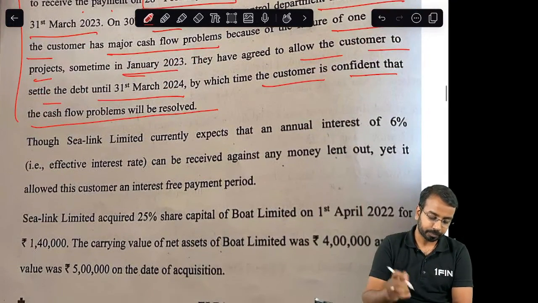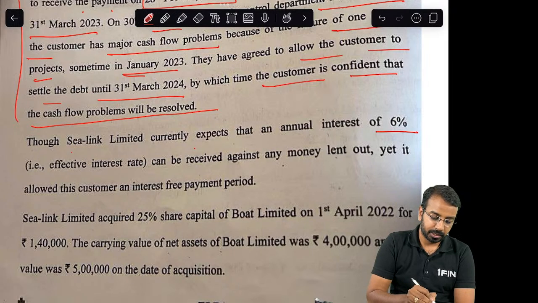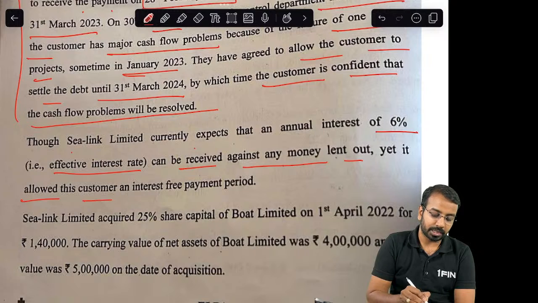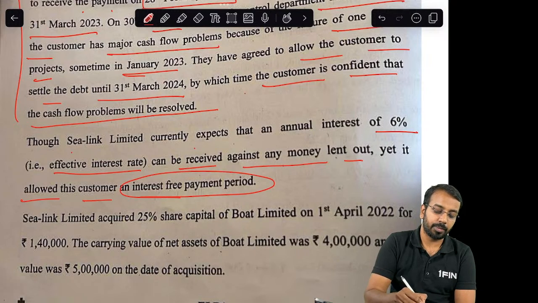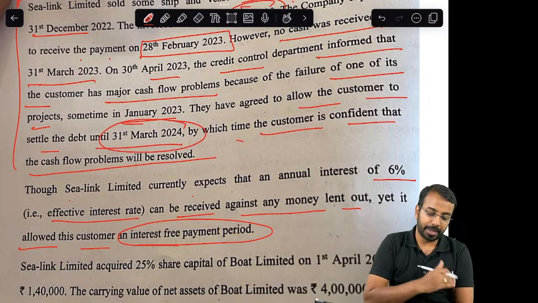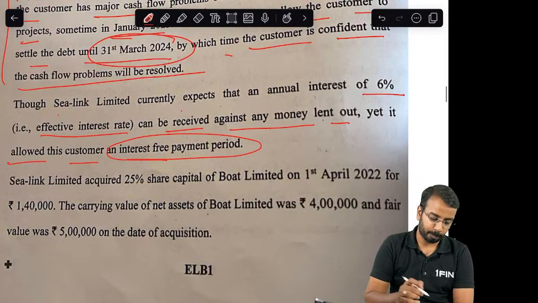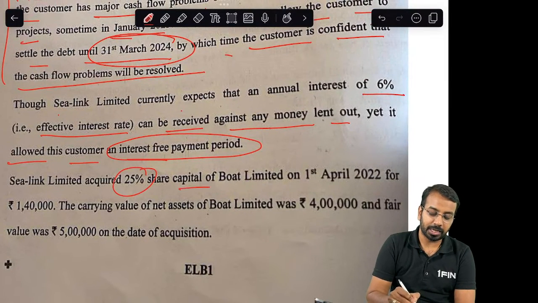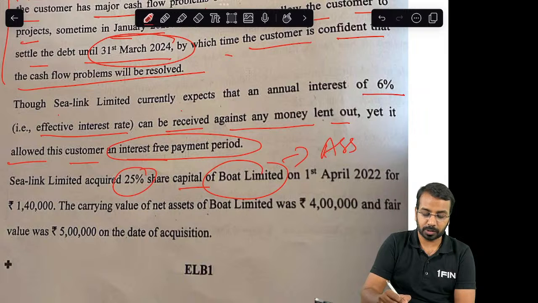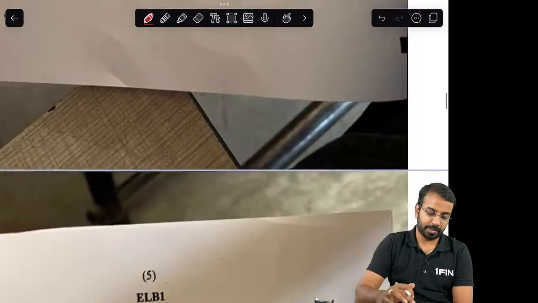Though Sealink currently expects an annual interest of 6%, which is the effective interest that can be received against any money lent out, yet it allowed the customer an interest-free payment period. So the payment period is interest-free, and this has been extended by more than 1 year, and hence we will have to consider the discount factor. Sealink acquired 25% of the share capital of Boat Limited, so this becomes an associate, on 1st of April for 1,40,000. The carrying value of net assets was 4 lakh, and the fair value was 5 lakhs. Okay.